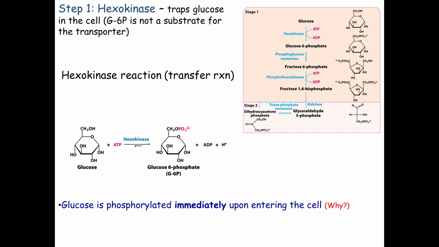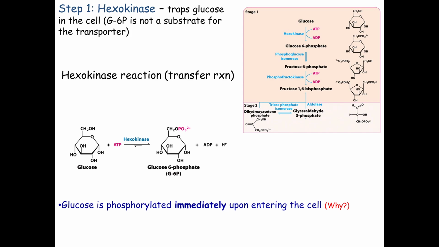So why would a cell do this right away? As soon as the glucose enters the cell, this happens. Well, let's compare the 2 molecules. Glucose, can it pass through a membrane? Well, not really. It's got a lot of OH groups, it's rather large, and it's quite polar. So it's not going to easily pass through a membrane.